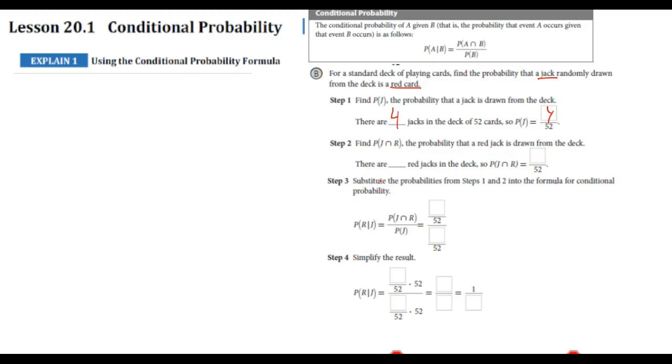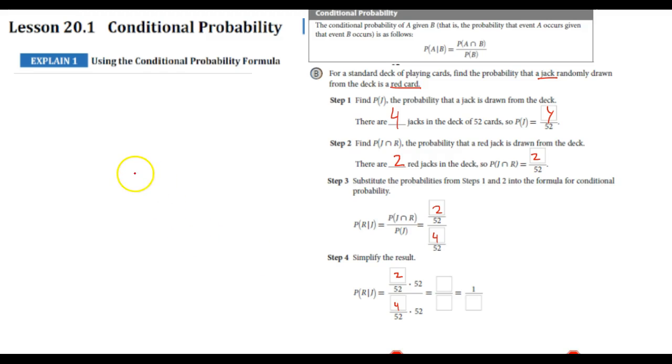Now let's go ahead and count up how many of those jacks are red jacks. Well, just like we found, there was only 2 that were red jacks, right? So here that would be for both jack and red would be 2 over 52, divided by all jacks, just 4 out of 52. So let's go ahead and fill this in. Again, we're multiplying both by 52.